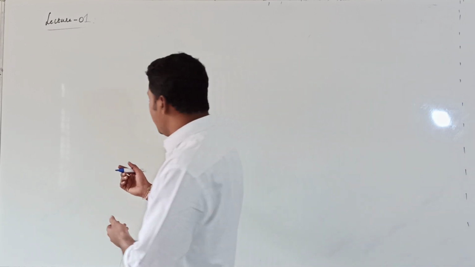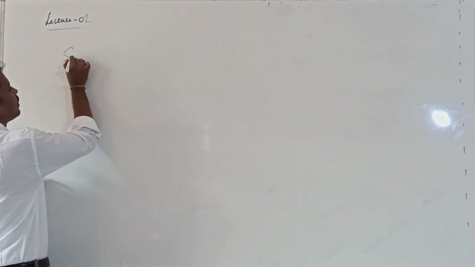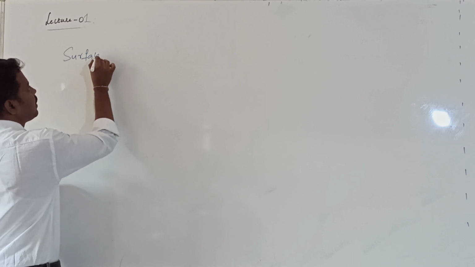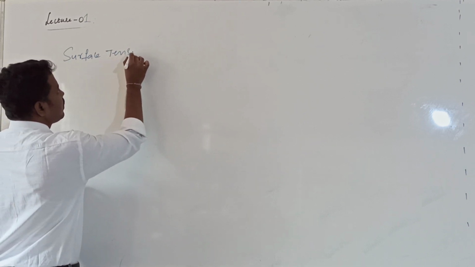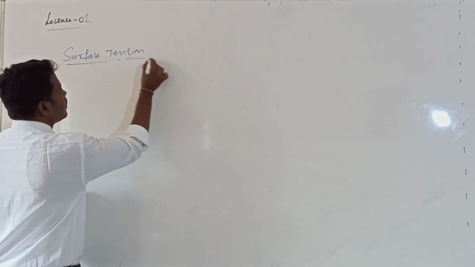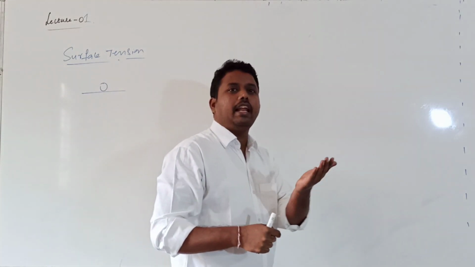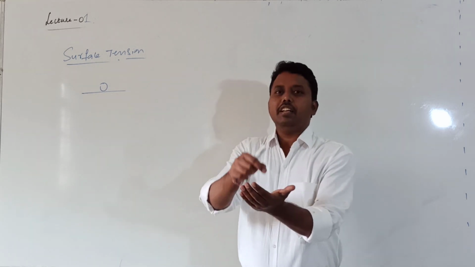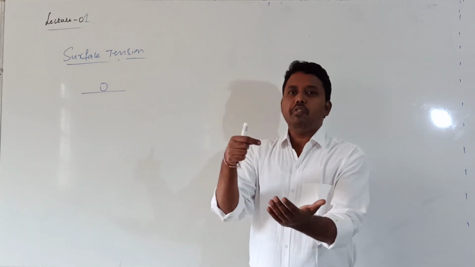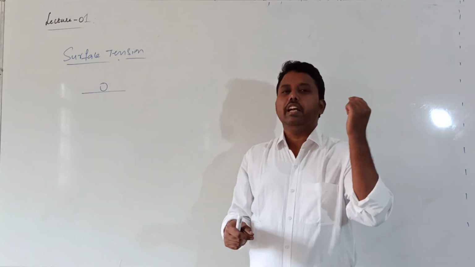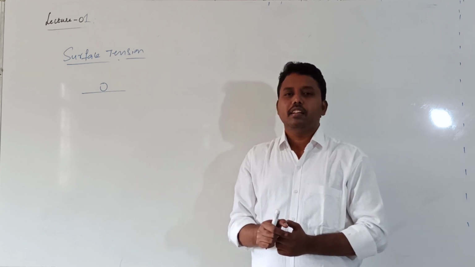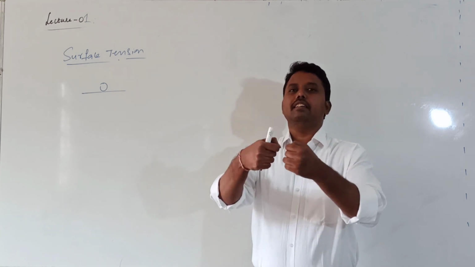Okay. So what is the meaning of surface tension? Have you ever observed, you take one drop of mercury on a glass plate. So you press it with a pin. After removing the pin, what happened to the mercury? It will again come back to its original state. The mercury will act like an elastic rubber band.